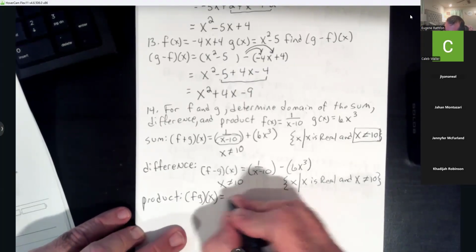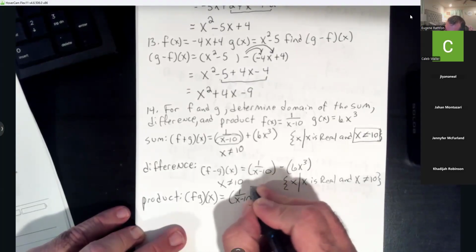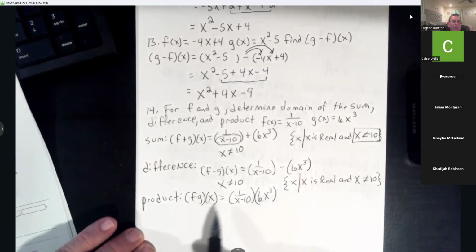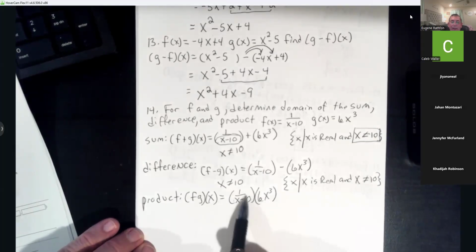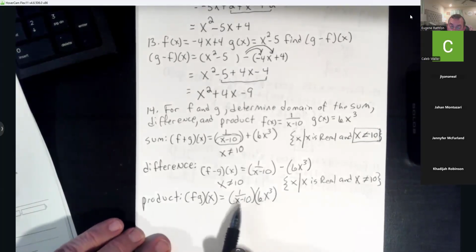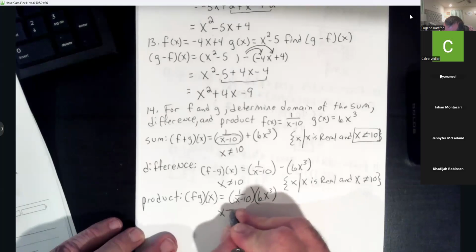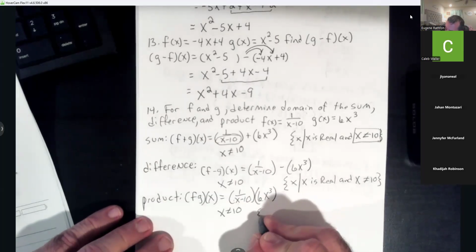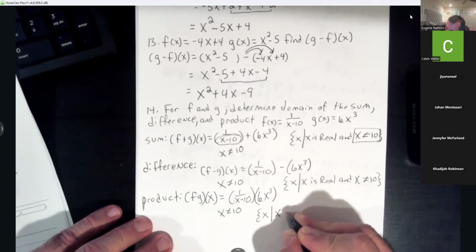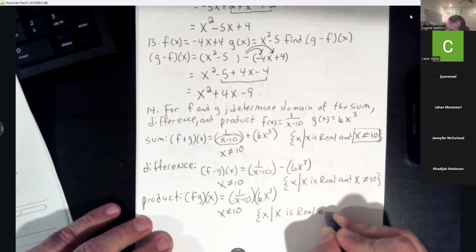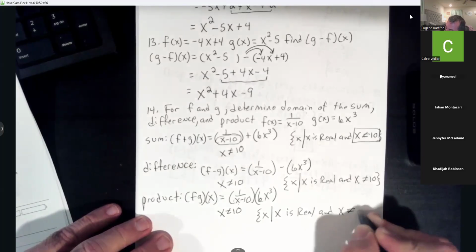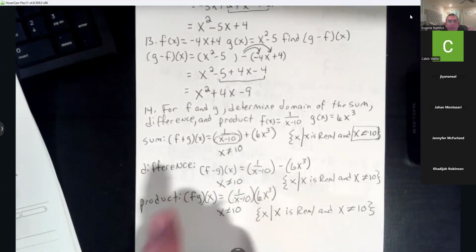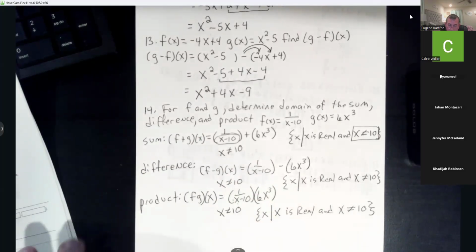All right, f times g of x will equal this f of x, 1 over x minus 10, times g, 6x cubed. But y'all look, it's the same fraction that we're worried about. So for the third time, x cannot equal 10. These three will always have the same domain, which means this one will be x is a real number and x cannot equal a positive 10. Those three have the same domain every time, y'all, okay?